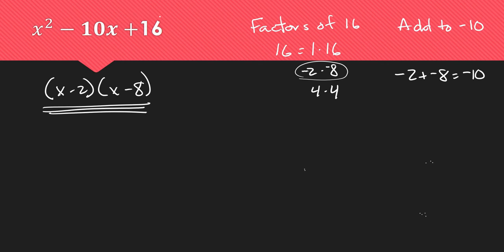So if the last term is positive, I either need 2 positives or 2 negatives to multiply to get a positive end term, or a positive constant. If the middle term is negative, I need them to both be negative. Let's look at another sign that's a little different. So this time the last term is negative.